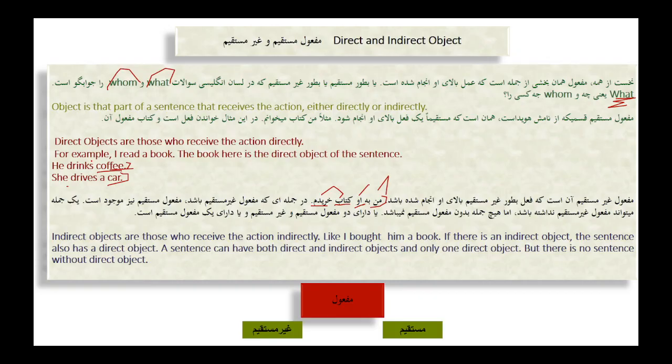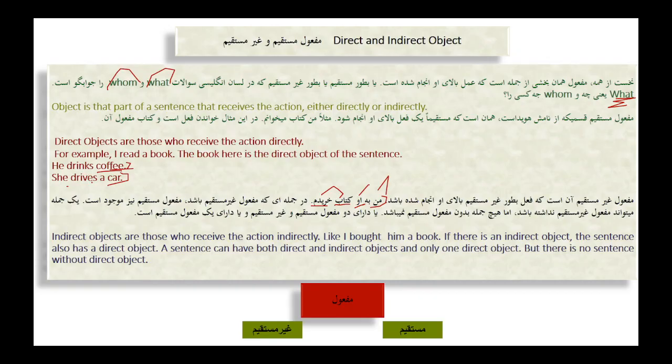This is the sentence. There is no indirect object. So a sentence can be without an indirect object. But it is impossible for a sentence to be without a direct object. There should be a direct object. Either sentences with a direct object or with both, but there is no sentence without a direct object, right? So a direct object is a must in a sentence, right?